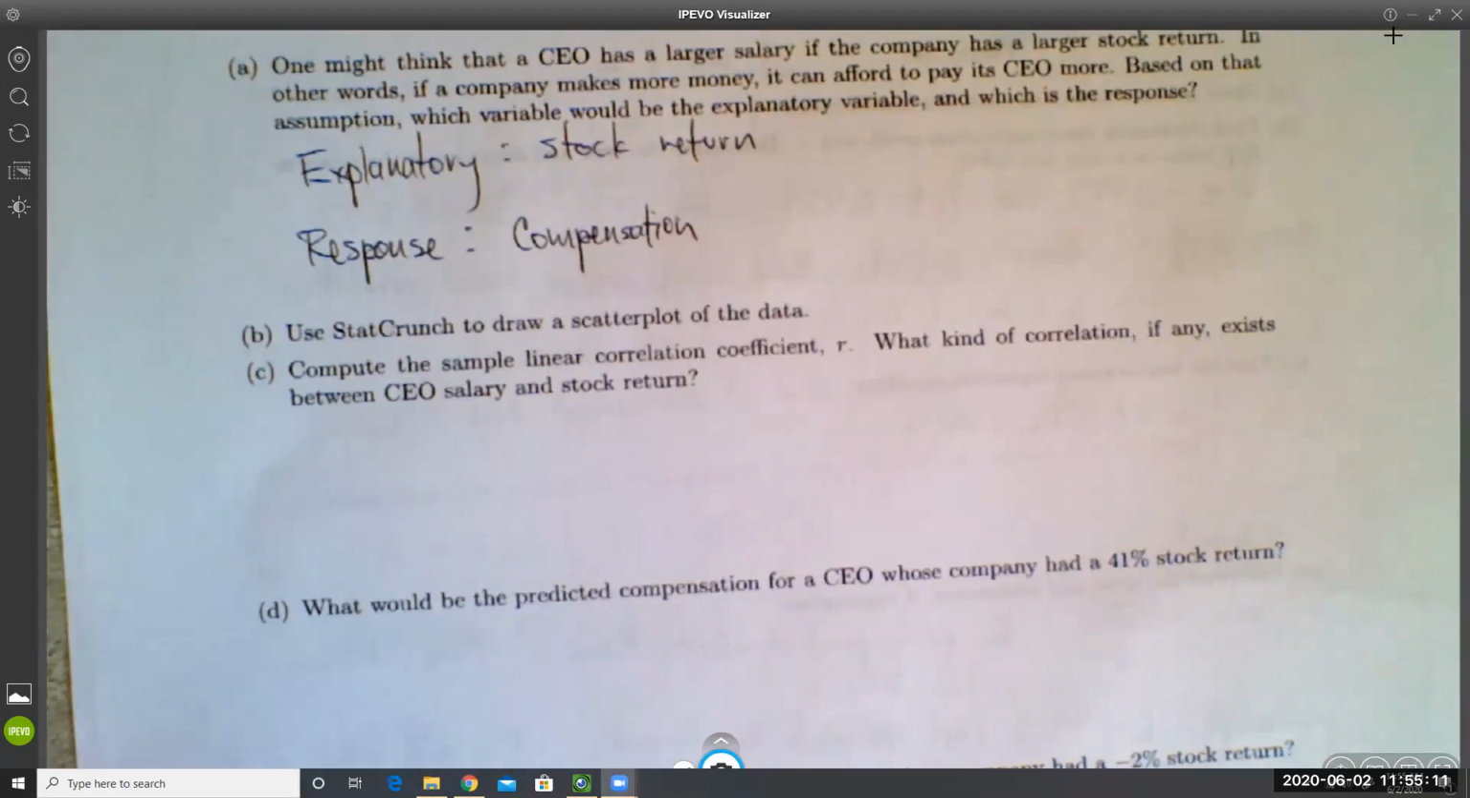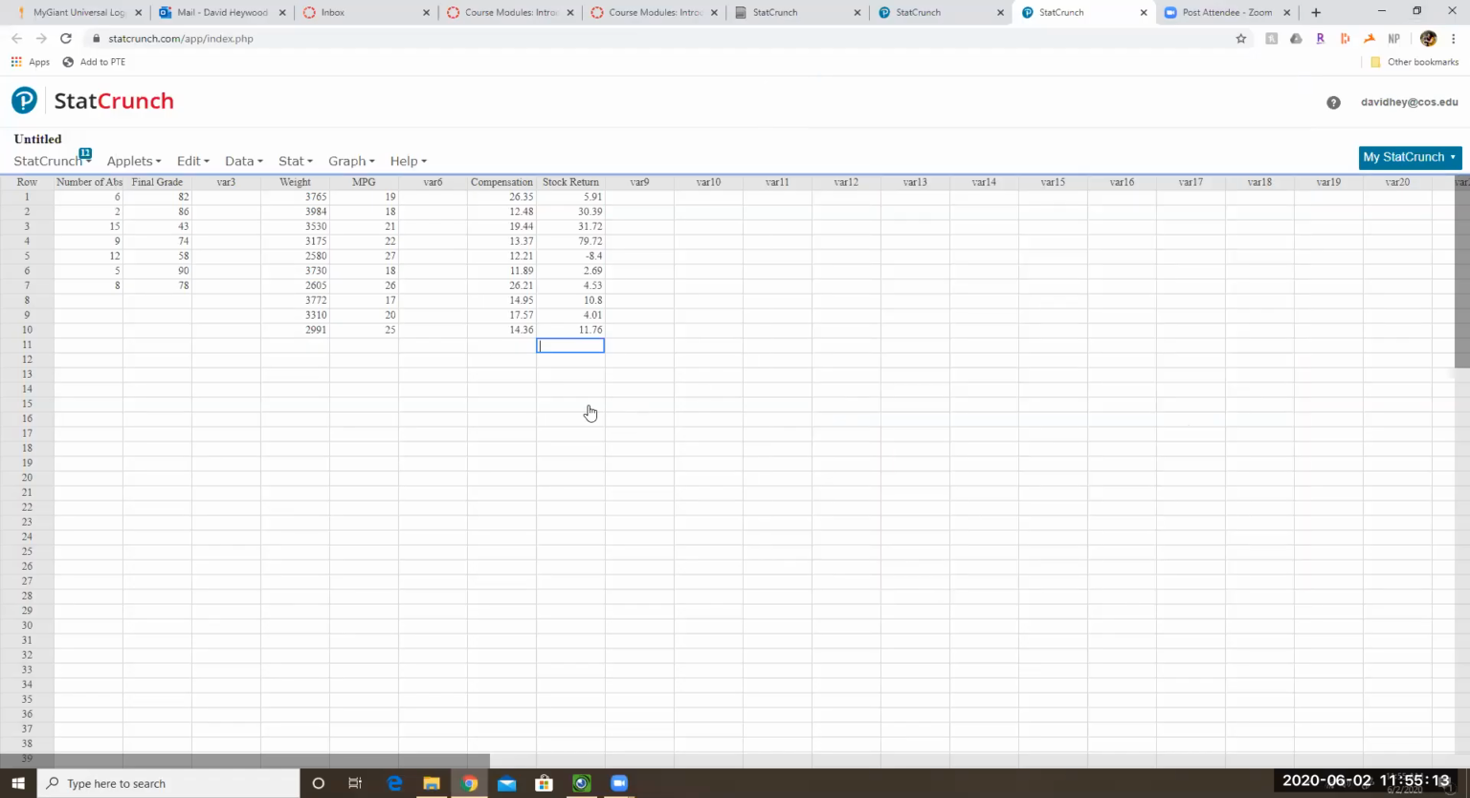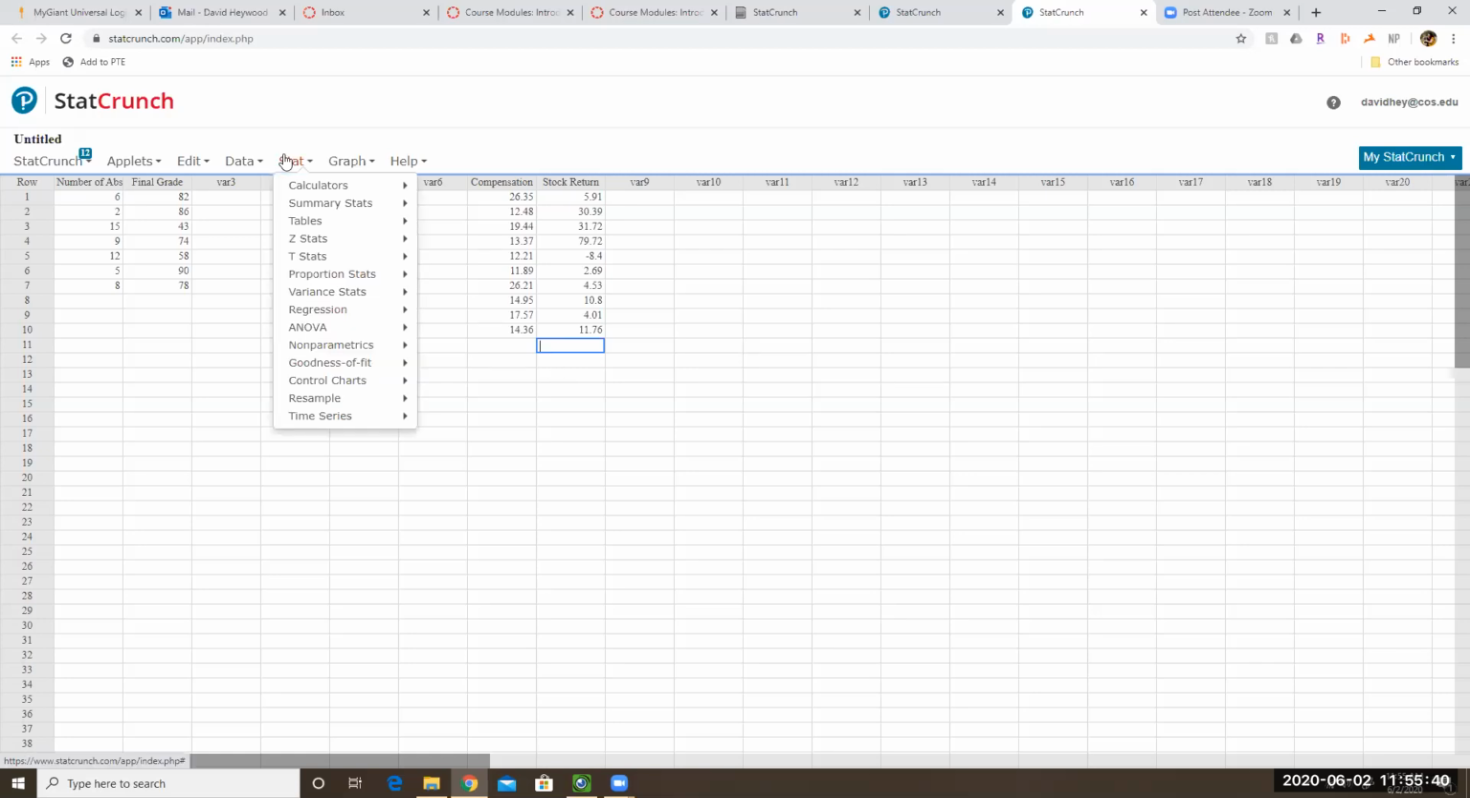Once again, if you have not yet entered the data into StatCrunch, go ahead and pause the video and do so that you can follow along with what I'm doing. I went ahead and entered it already. If I want the correlation coefficient and a scatter plot, I might as well compute the least squares regression line, because it does all of those things for me. So I'm going to go to Stat, Regression, Simple Linear.